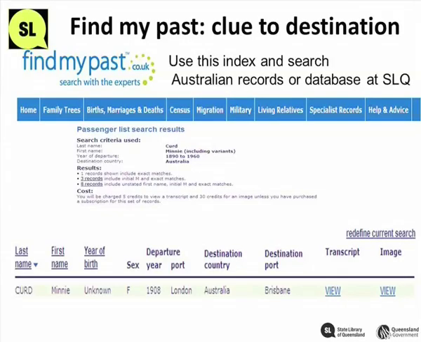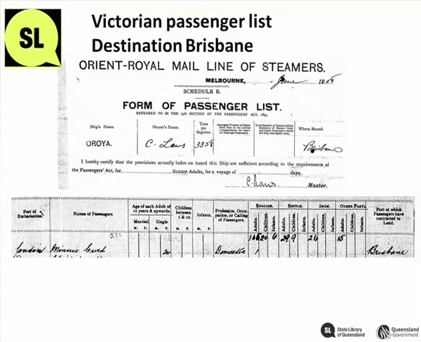Minnie Curd. This is one that somebody found at home because the index to Find My Past is free. And it said she came to Brisbane. They looked up the records, couldn't find her, came in here and said, can you find her? Here she is on a Victorian list. Port of destination, Brisbane. Do we get the message? Search everything.